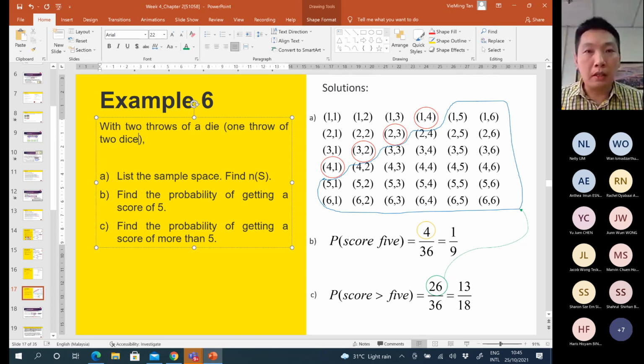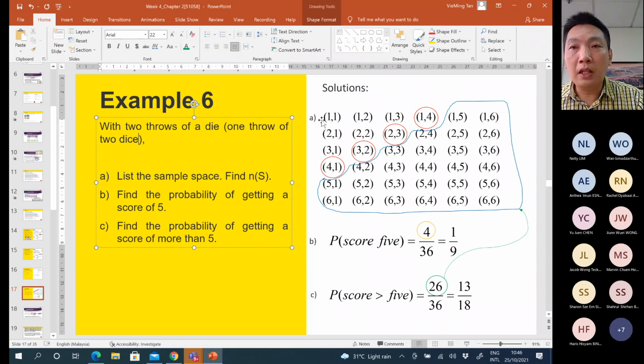So let us check part A. You are asked to list down the sample space for this question. Sample space means the possible outcomes. If you throw 2 dice, the possible outcomes will be 36 possible combination outcomes. So it's good that you list down the 36 possible outcomes first. Every time you answer a question that involves 2 dice, it's better to list down the 36 possible outcomes.